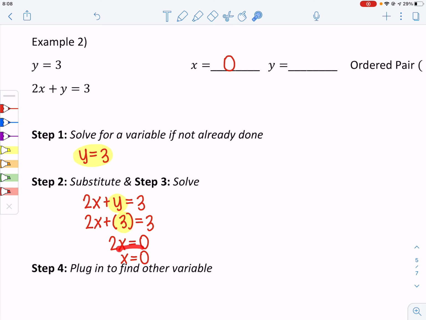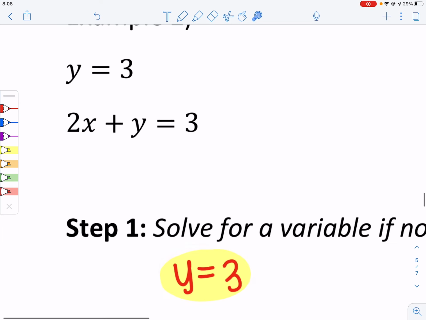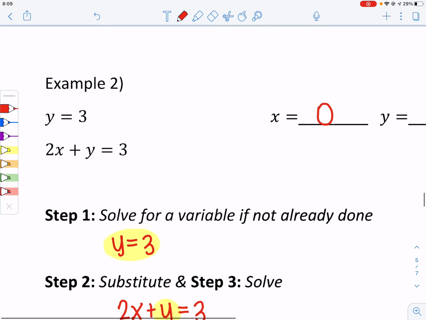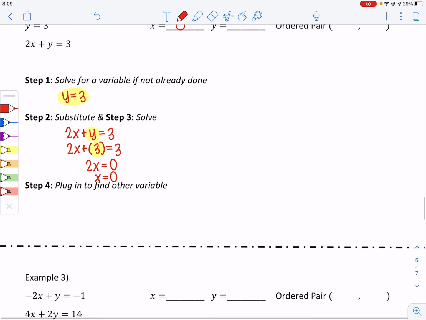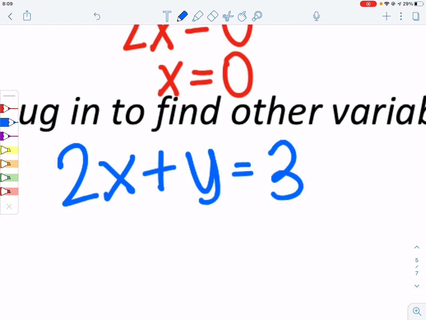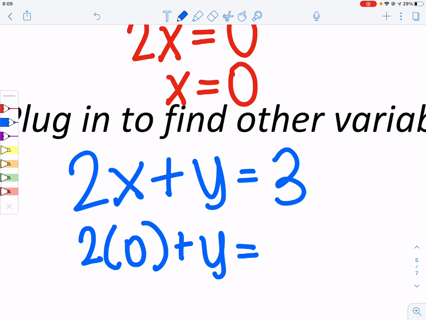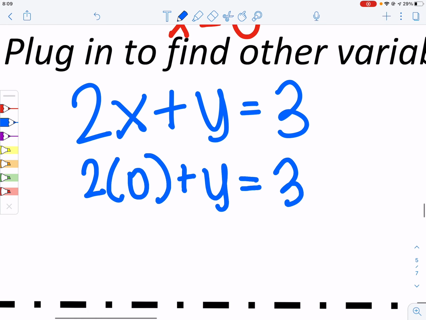Well, if I'm trying to plug in an x to be 0, I can't use this first equation because it doesn't have an x. So let's use our second equation here and let's plug in a 0 in place of x right here. Okay, so I'll do this in a different color. My equation I'm using is 2x plus y equals 3. In place of x, I'm plugging in a 0 because I know that x has to be 0. Okay, 2 times 0 is 0, so y equals 3.